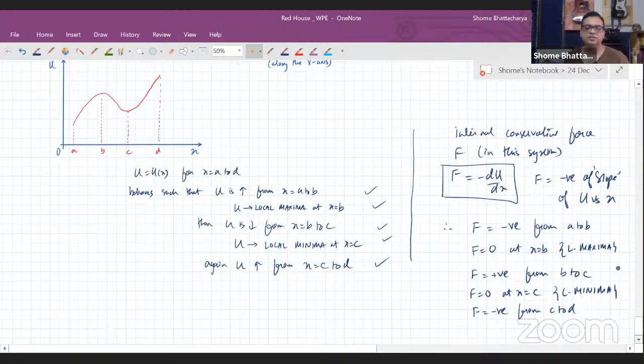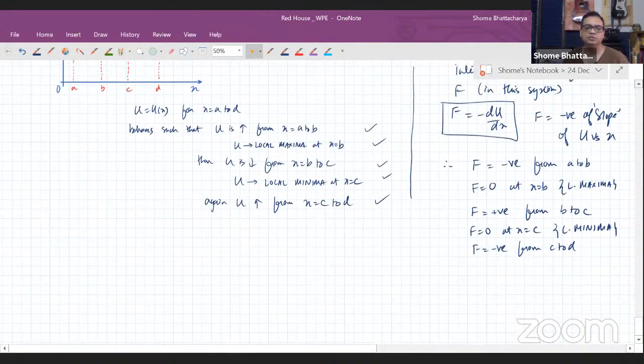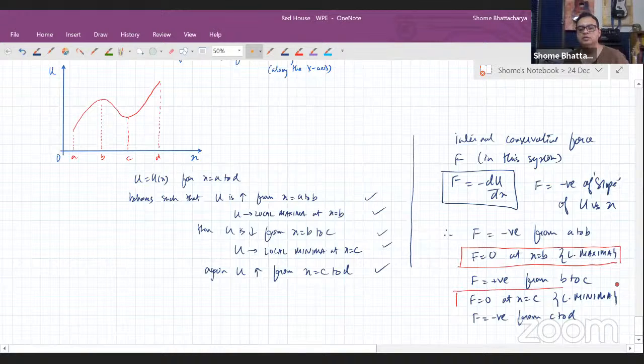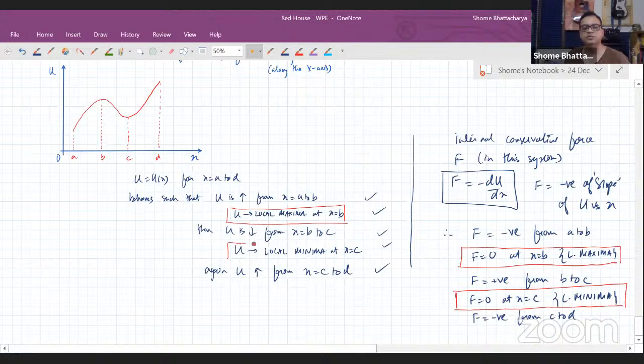So this will tell us something very interesting about the local maxima and the local minima points. They are points where force is 0, so they are equilibrium points. This point and this point, they are equilibrium points. But if we look in the neighborhood of those points, the force on either side of them will tell us whether it is what we call a stable equilibrium or an unstable equilibrium. So I'm coming to that. Just make a note of this first.